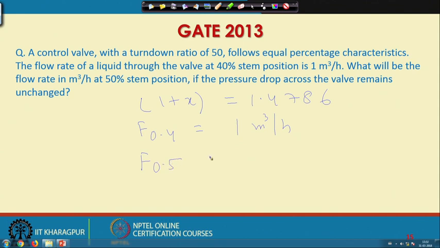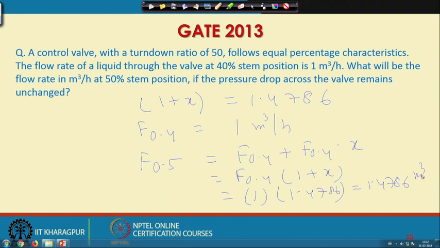So, F of 0.5 I know will be F of 0.4 plus F of 0.4 into X, which is F of 0.4 into 1 plus X, but F of 0.4 is nothing but 1 meter cube per hour, and 1 plus X is 1.4786, which is 1.4786 meter cube per hour. So, that is the answer. So, the flow rate at 50% stem position will be 1.4786 meter cube per hour.